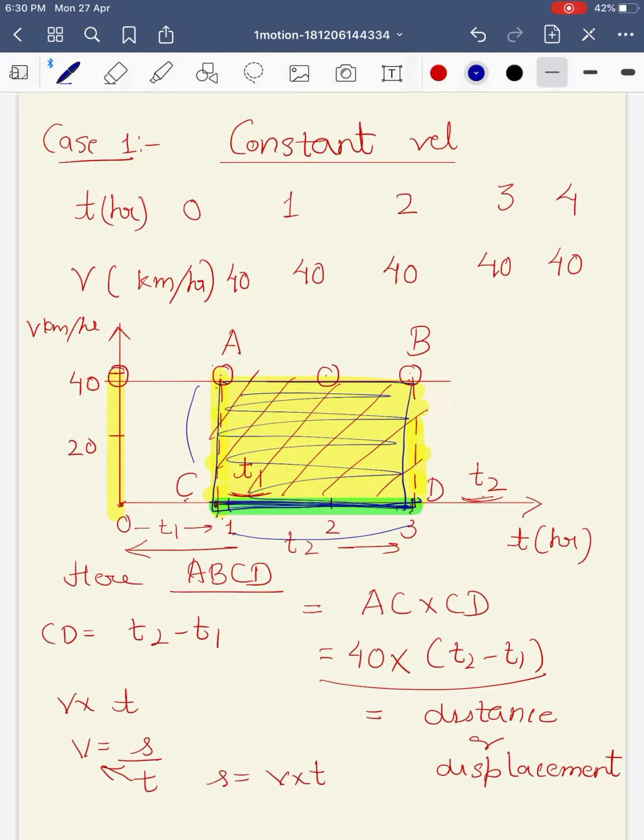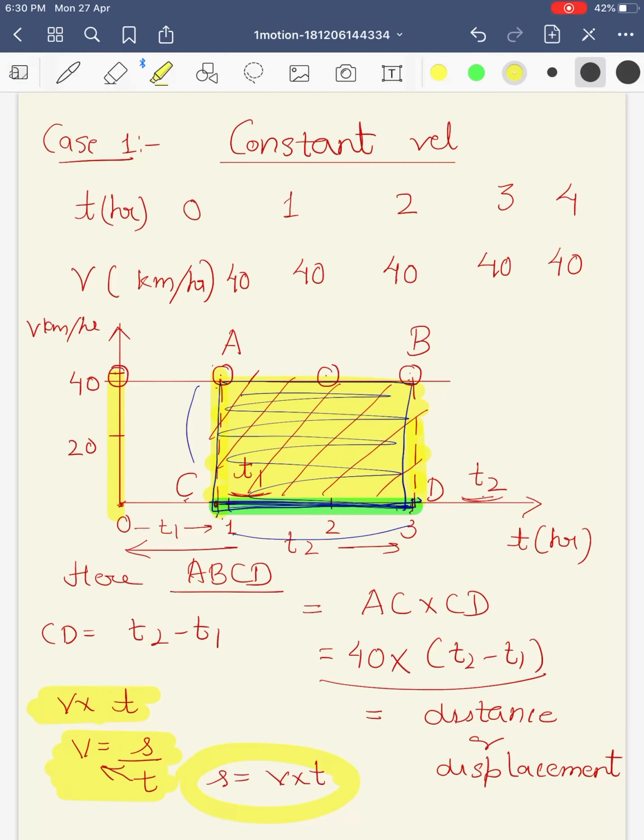According to the formula, speed was distance divided by time. Then speed into time will naturally be equal to distance. So that is what I said, that the area under the velocity time graph gives you the value of distance. This was the case of constant velocity.